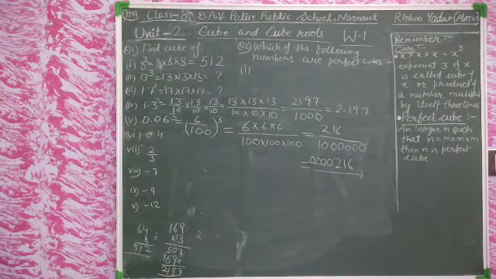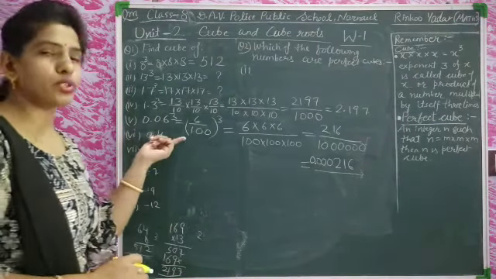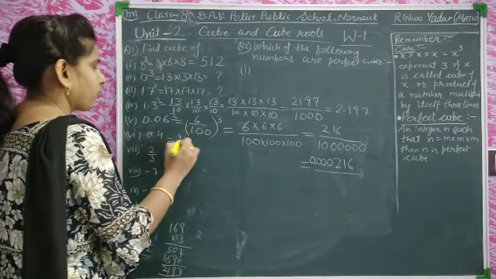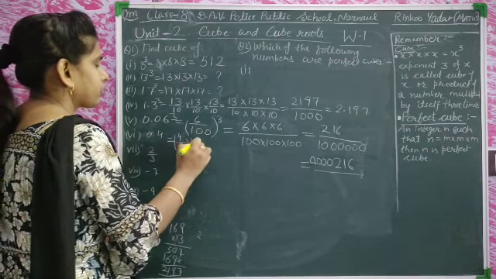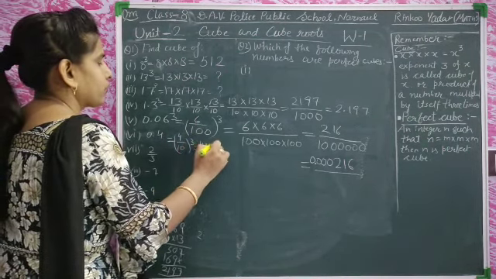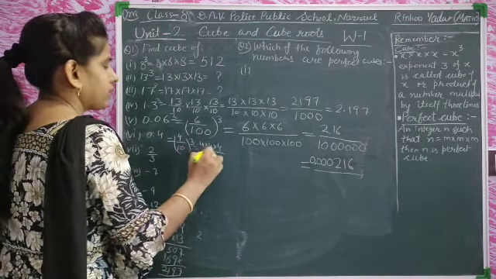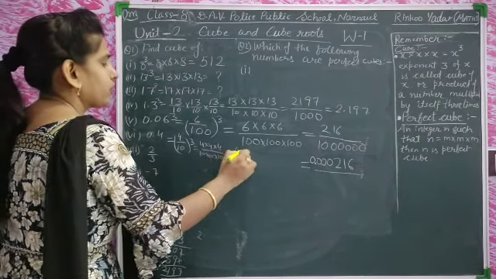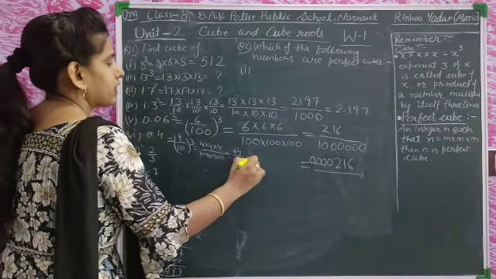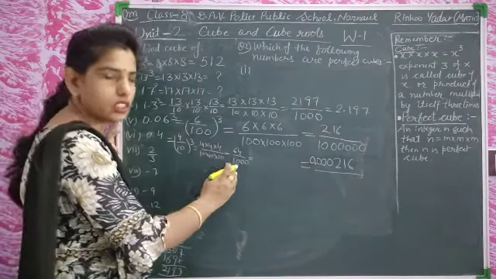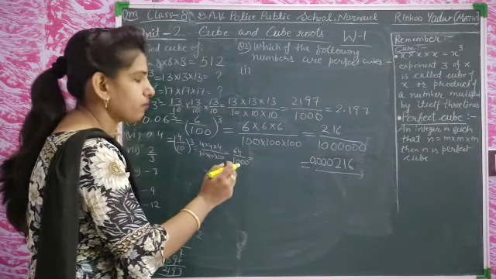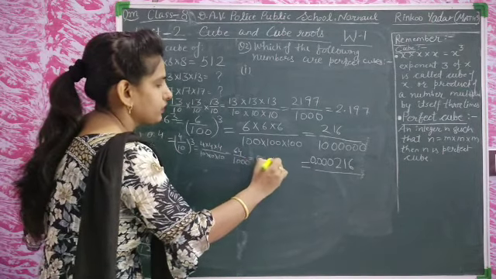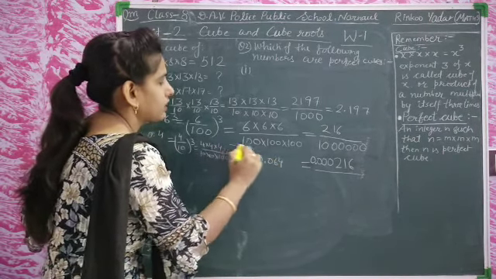Is it clear, students? Now we will go to the next question. You are doing the same process. This is 4 by 10, and we find its cube. Same process: 4 into 4 into 4 divided by 10 into 10 into 10 becomes 64 divided by 1000, and before 3 digits we put the decimal sign. There is 0.064. It's the answer there.